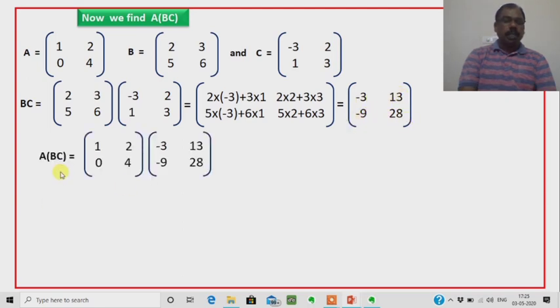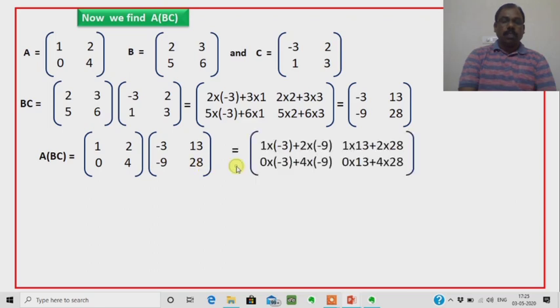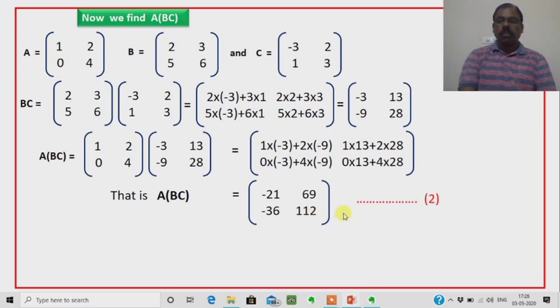We multiply by A, we get matrix 1, 2, 0, 4 into matrix minus 3, 13, minus 9, 28. Multiply it and simplify it, we get the matrix A times BC as minus 21, 69, minus 36, 112. We take it as equation number 2.